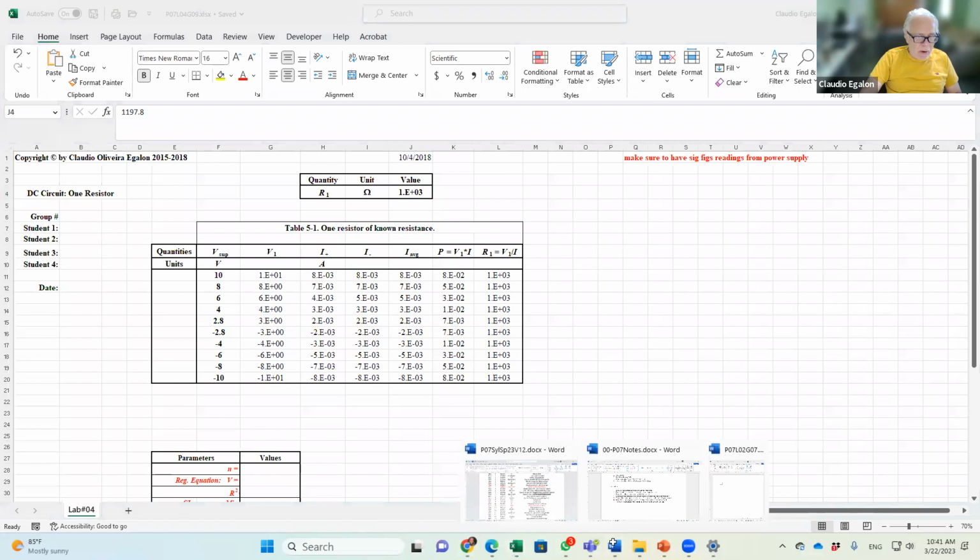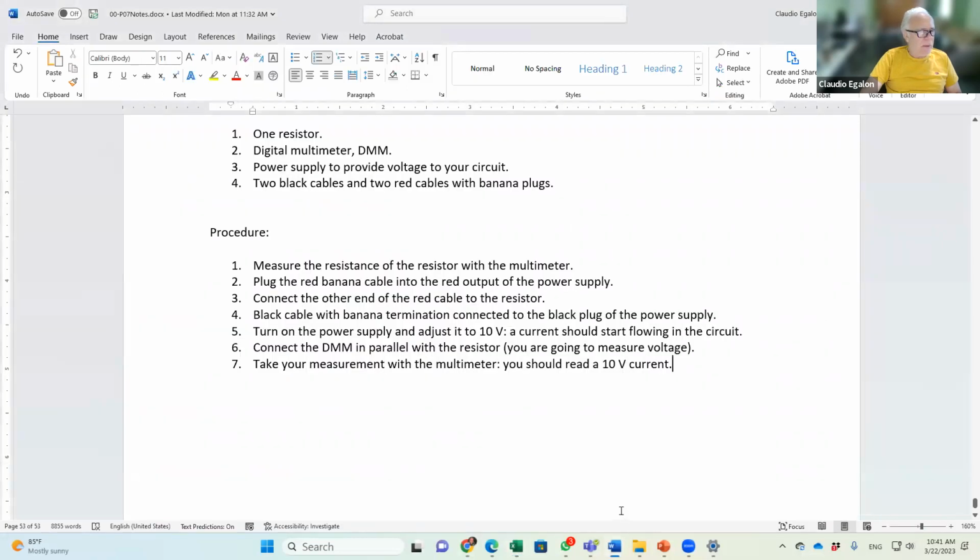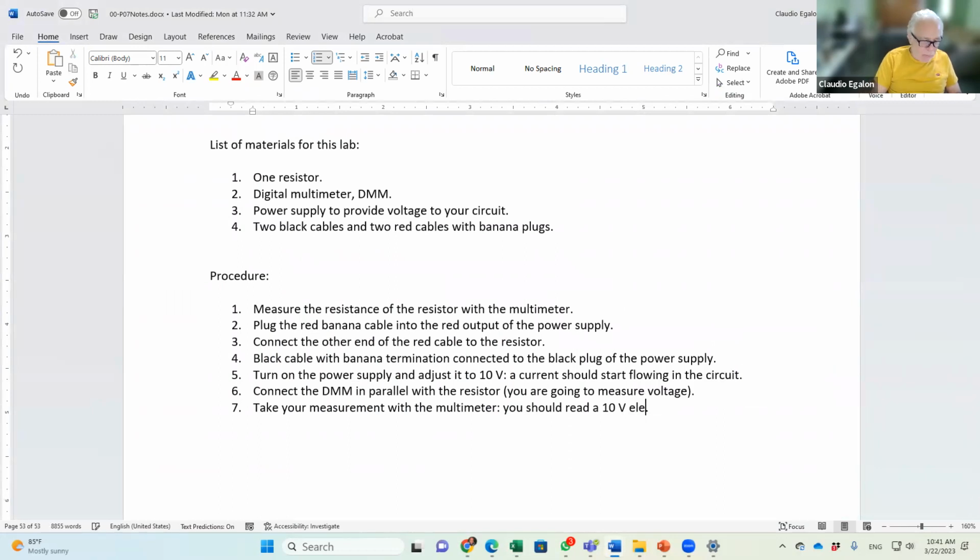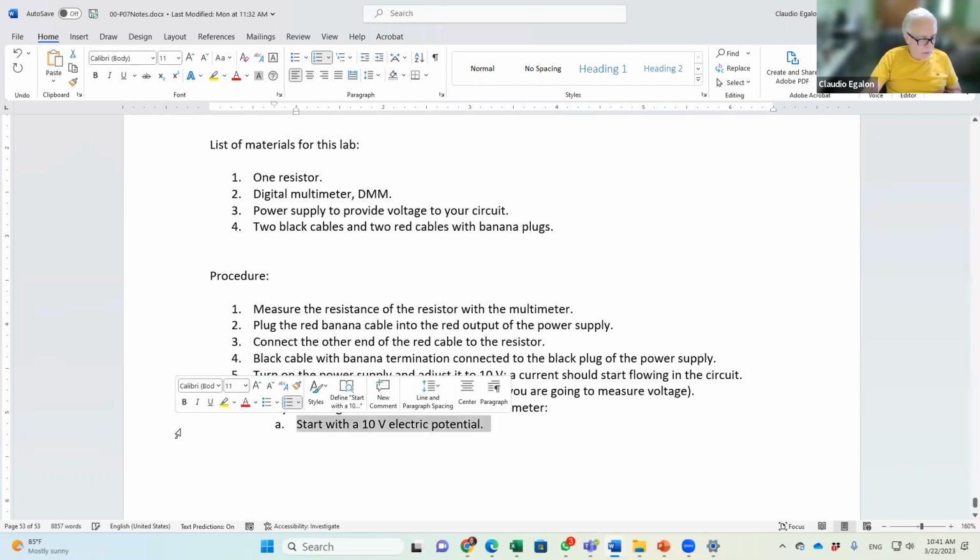So procedure, let's go to our procedure. Connect the multimeter in parallel, take your measurements with the multimeter. You should read a 10 volt electric potential, right? Take your voltage measurements with the multimeter. Here you go. Start with a 10 volt electric potential.